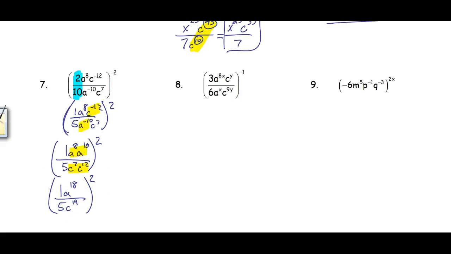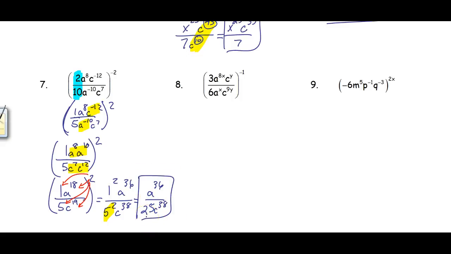Now what we're going to do is distribute. When we do that, we get 1 squared, a to the 36th power, over 5 squared, c to the 38th power. So now simplify this. You have a to the 36th power over 25c to the 38th power. Why don't you go ahead and try number 8 and number 9 on your own.